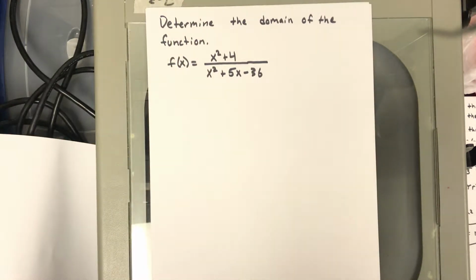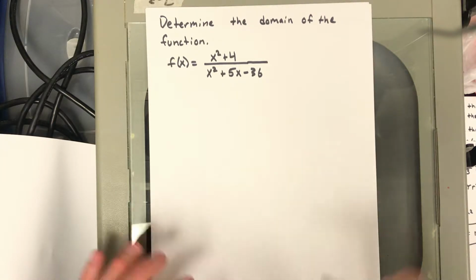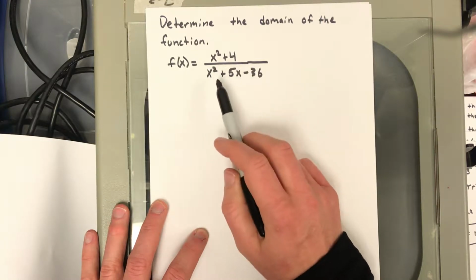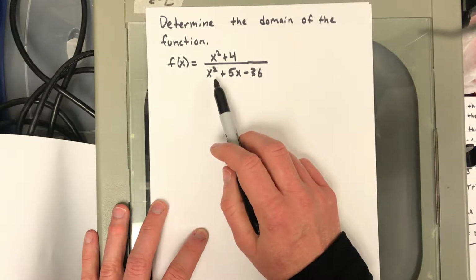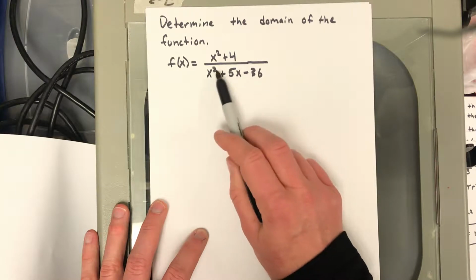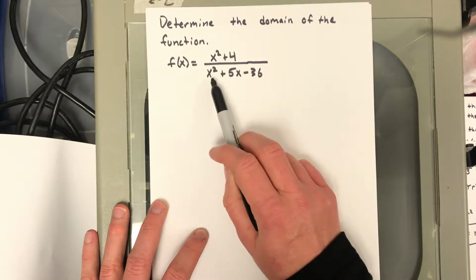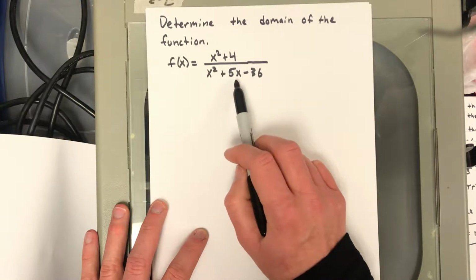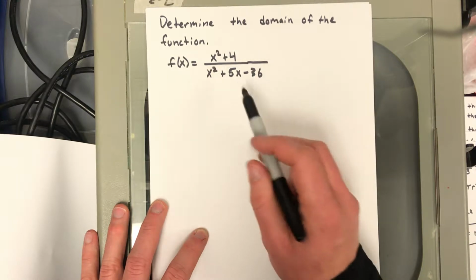Hey everyone, here's another example from section 3.2. This time they ask you to determine the domain of the function. And we have this function here with a fraction bar, which means we're really looking to determine the domain at the denominator. We want to know what values for x will cancel the denominator out to 0, and those values for x can't be a part of our domain.